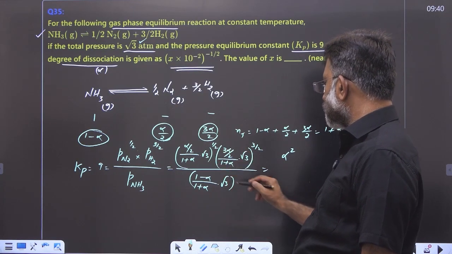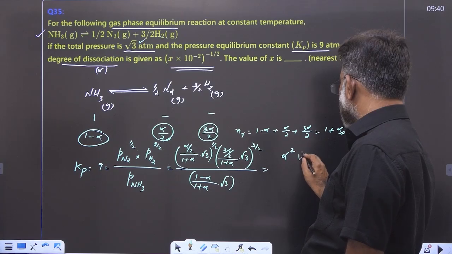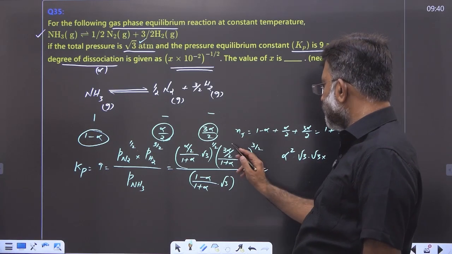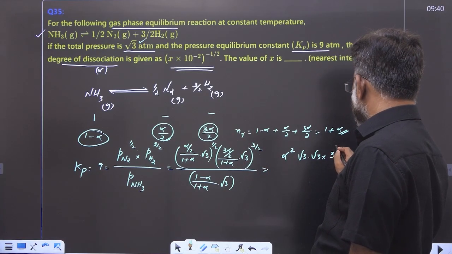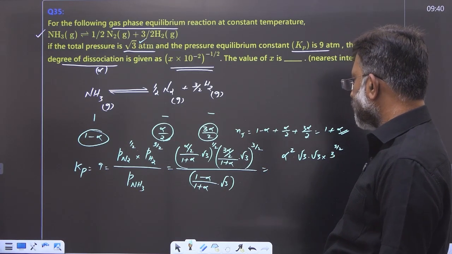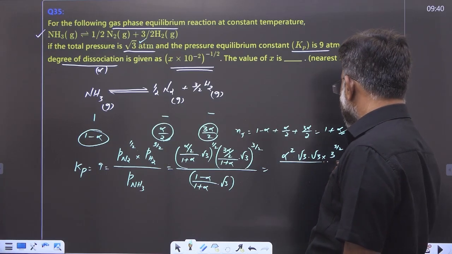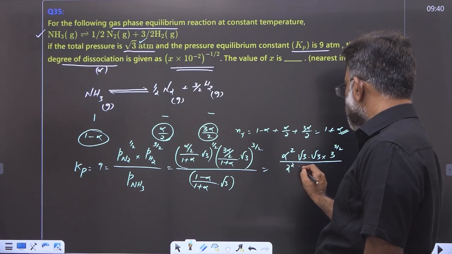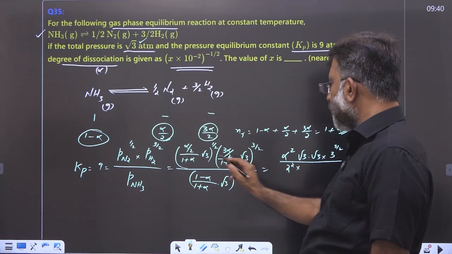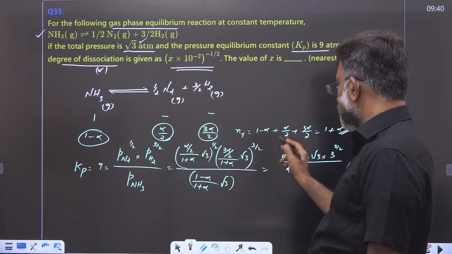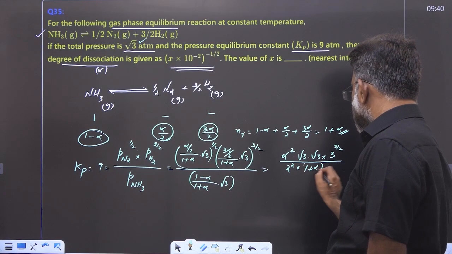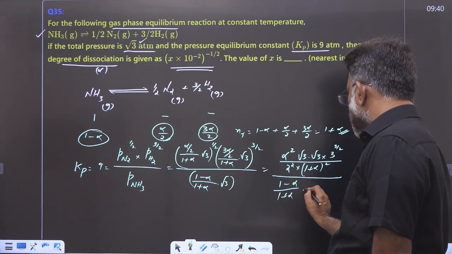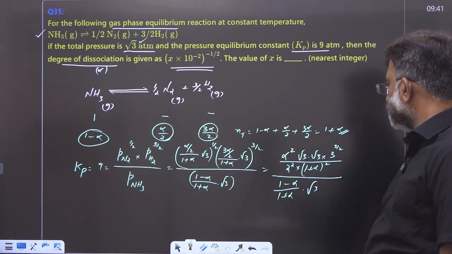Now root 3 raised to half, root 3 raised to 3 by 2, that will be root 3 square. പിന്നെ ഇവിടെ ഒരു 3 raised to 3 by 2 ഉണ്ട് കേട്ടോ, ശരിയല്ലേ? Divided by 2 raised to half, 2 raised to 3 by 2, 2 raised to 2, പിന്നെ 1 plus alpha raised to half, raised to 3 by 2, 1 plus alpha the whole square, divided by 1 minus alpha by 1 plus alpha into root 3 എന്ന് വരും അല്ലേ?